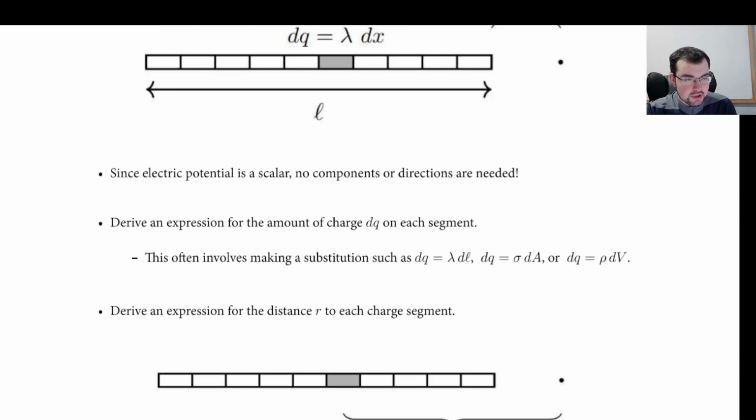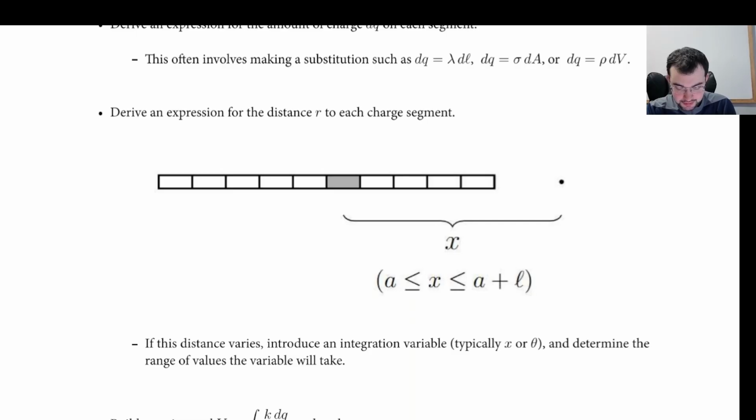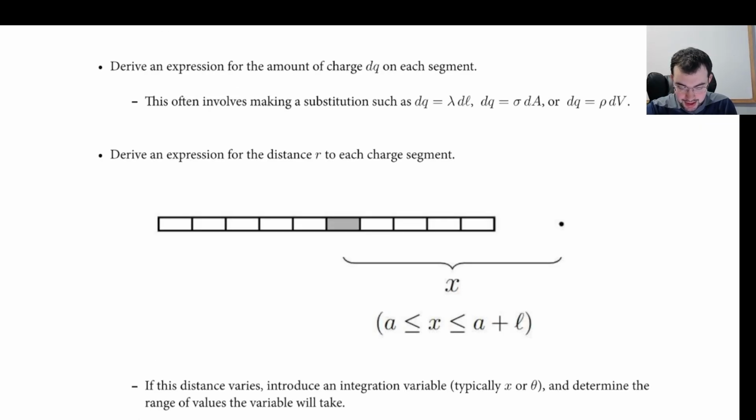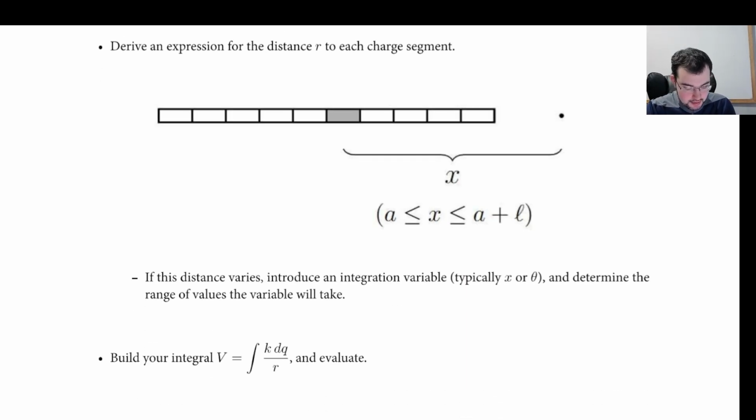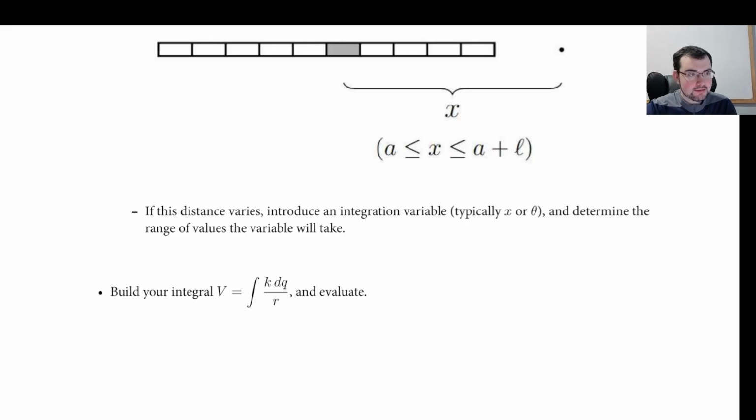Then you want to figure out the distance to each segment. So you define some variable if it's not already there, and you figure out the distance to the segment. And you also want to figure out what your range is. I usually like to just use what's the smallest distance to a segment and what's the largest distance to a segment. So for example, if I'm near this charged rod, the closest segment would be this distance, and the farthest segment would be this distance plus the entire rod. Then you build your integral and evaluate. So you plug in for your dQ and your r, and you evaluate.